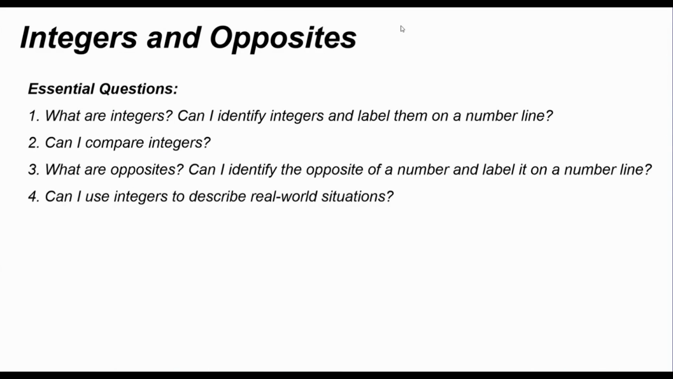So if there's any of these questions that you can't answer, make sure you ask questions about those at the end. So the essential questions for this video are, what are integers? So one of our objectives is knowing and identifying what an integer is, and can I label them on the number line? So can I find these types of numbers on the number line? And then once I do that, can I compare the integers? Can I tell which ones are greater or which ones are smaller? Or can I put them in order from least to greatest?